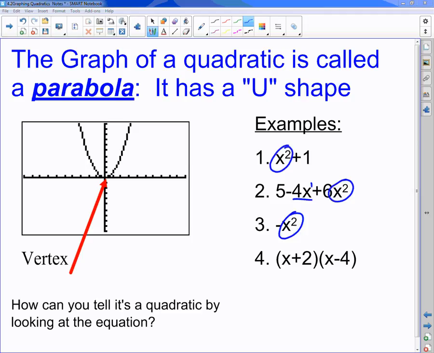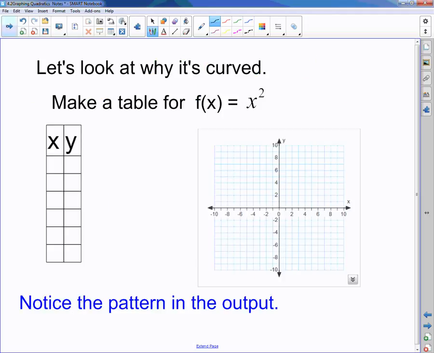Now, if you look at example 4, notice there's no x squared. But if you look, they're multiplying. So if we were to distribute, we'd get x times x, giving us an x squared. So we would also have an x squared there. So that's how you can identify if it's a quadratic.